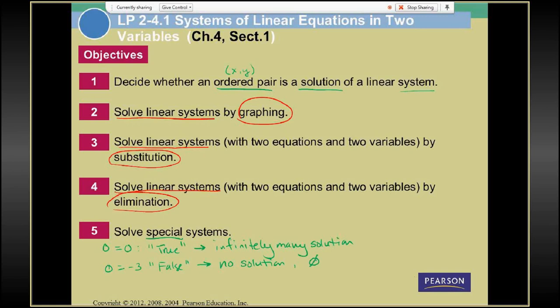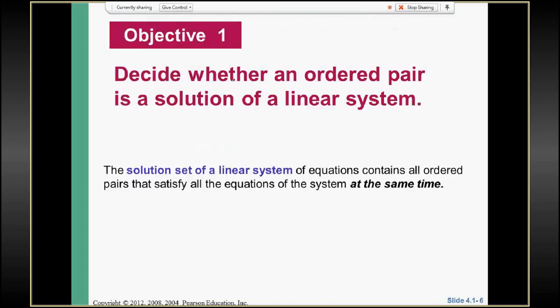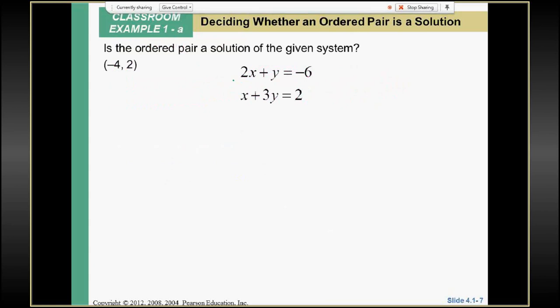Okay, so this first part is kind of conceptual. Where could you see this in real life? These are two lines. Where would they intersect right there? Basically what that point is saying is that the sales of digital cameras was the same as digital camcorders. That was in the year 2001. And then after 2001, from 2002 to 2008, digital camera sales were a lot more.